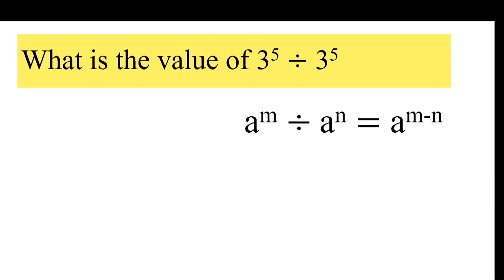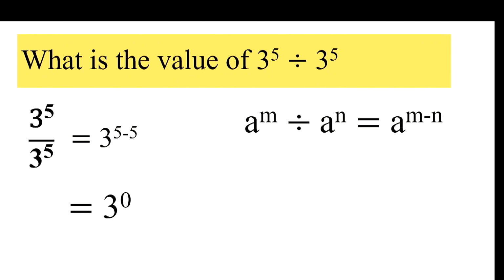Take one more example, 3 to the power of 5 divided by 3 to the power of 5. In this case also, we can apply the formula a to the power of m divided by a to the power of n, which is equal to a to the power of m minus n. What is the difference of the powers? What is the difference of the exponents? 5 minus 5 will be 0.